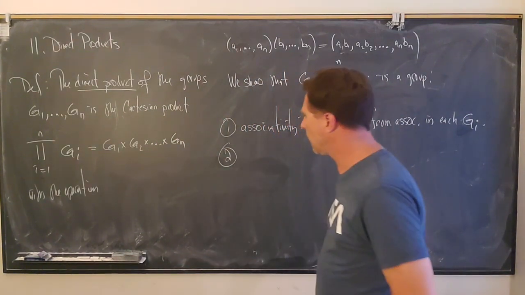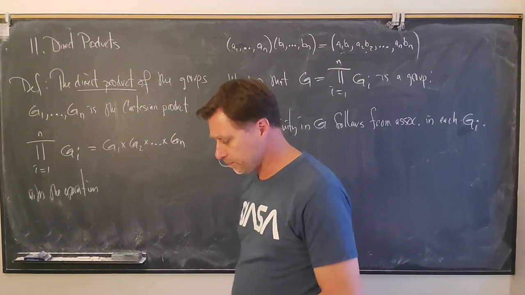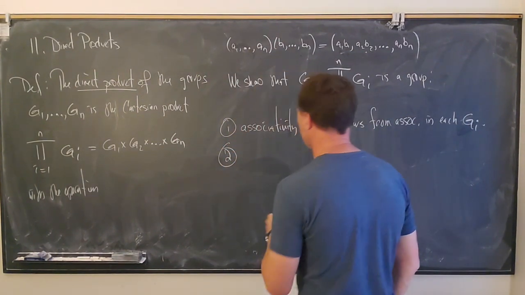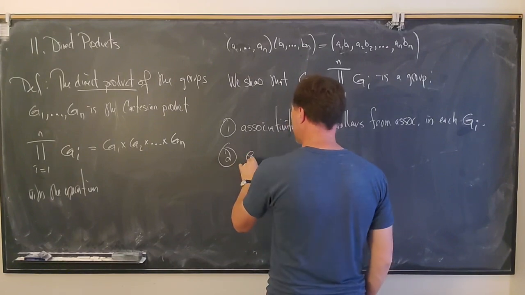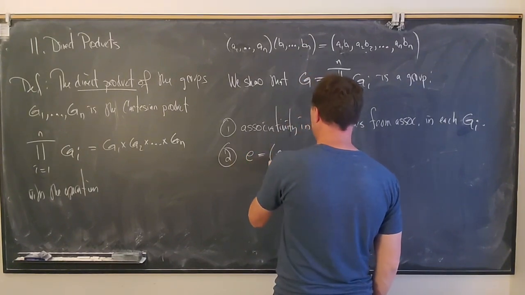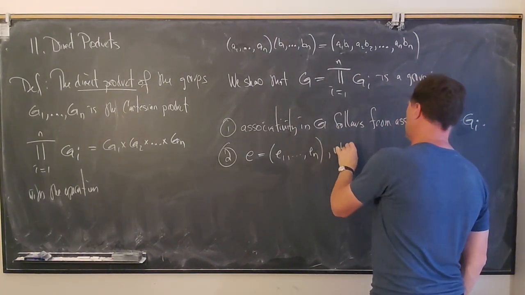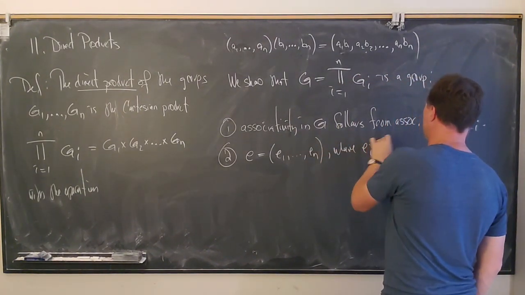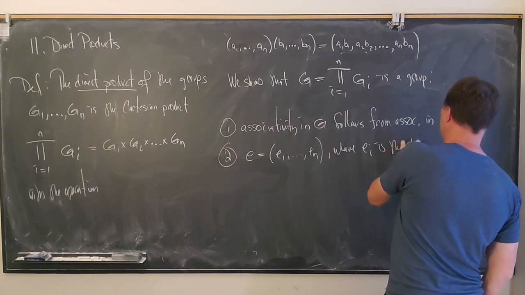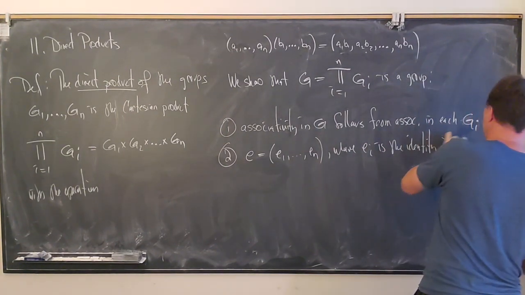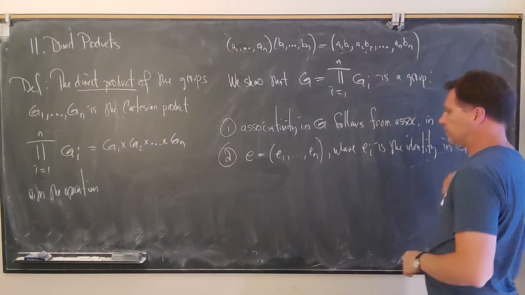We need, what else do we need? We need an identity. Who should the identity be? Well, let's write it like this. The identity is equal to E1 up through E sub n, where E sub I is the identity in capital G sub I.